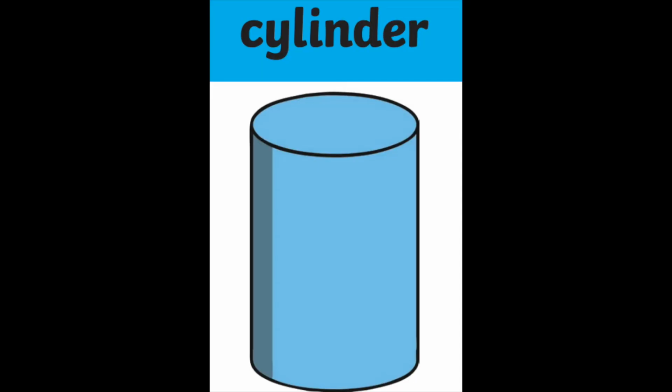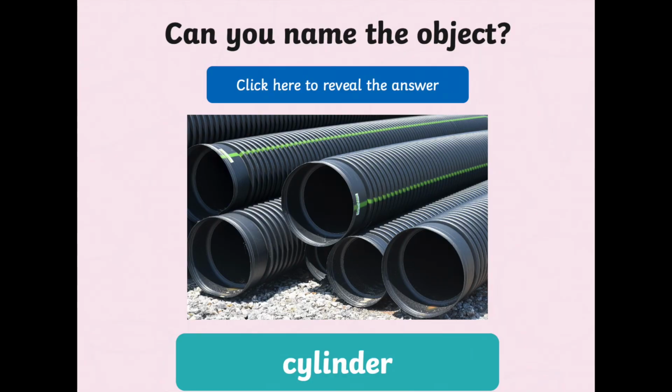So the last shape we're going to look at is the cylinder. Now the cylinder has got 3 faces, 2 edges, but no vertices. Okay, have a look around the environment and see if you can find any cylinders. Okay, good luck.